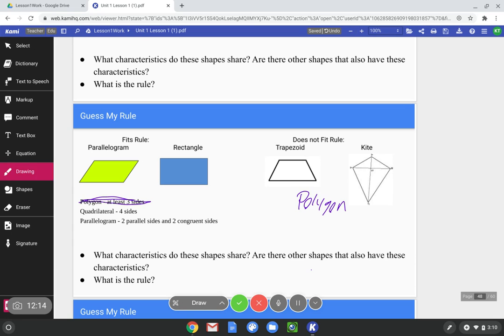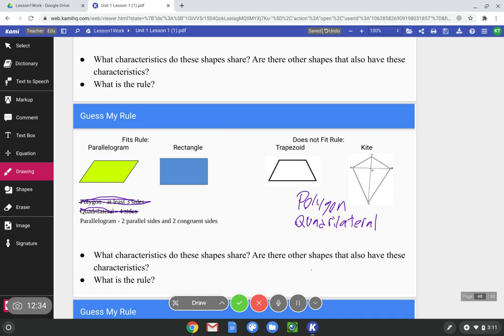And I know quadrilateral can't be the rule because the trapezoid and kite are also quadrilaterals. They also have four sides. So that can't be the rule. Parallelograms. Okay.